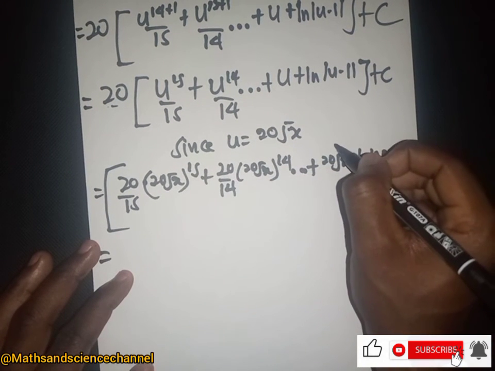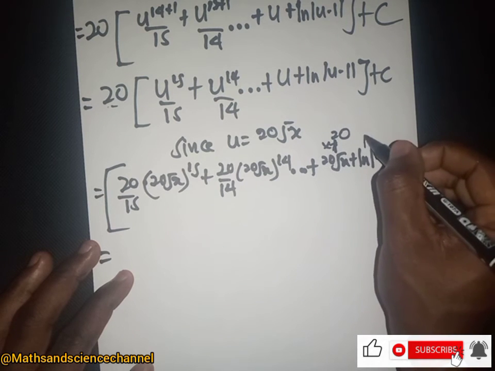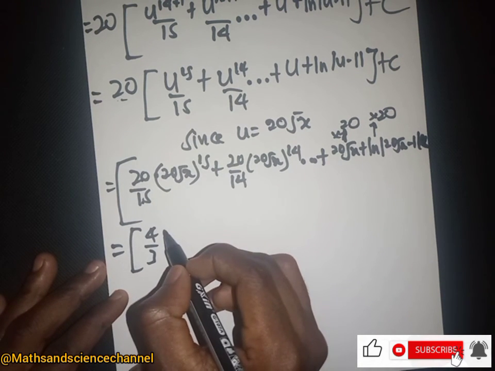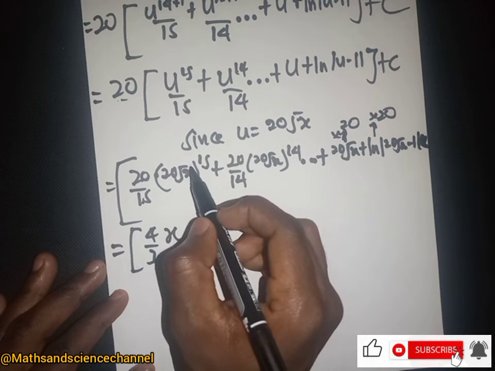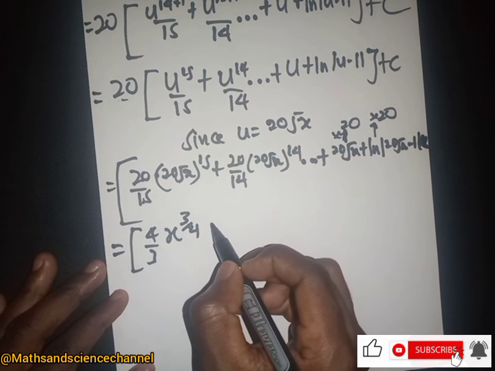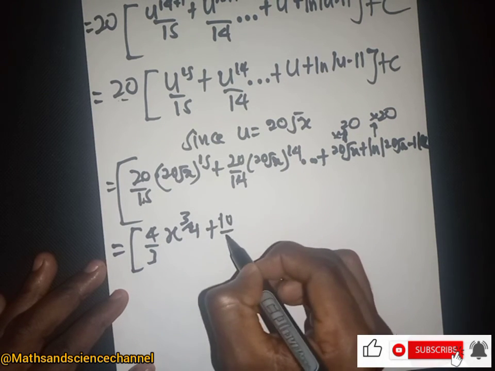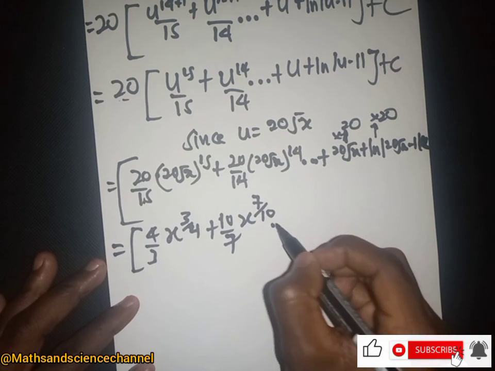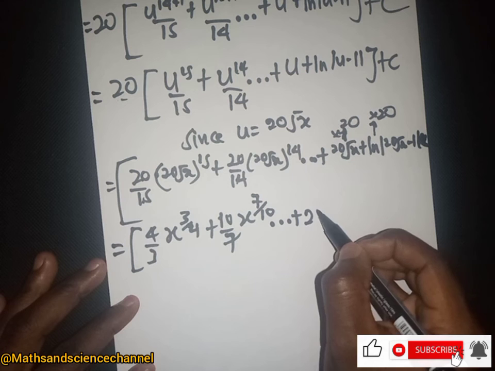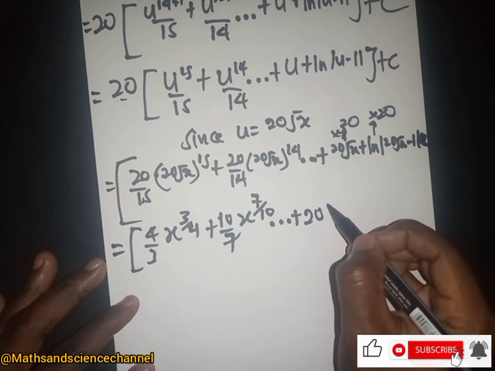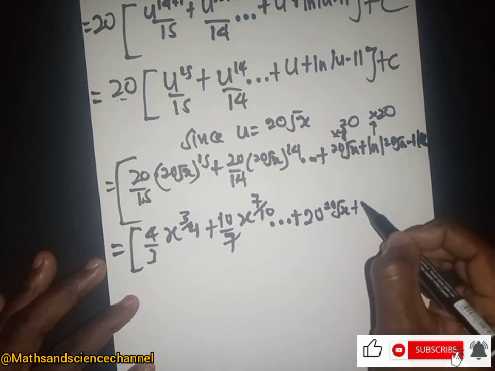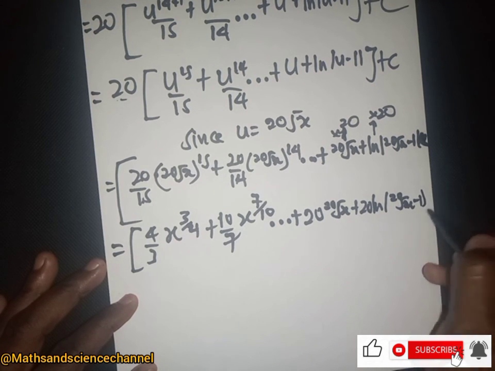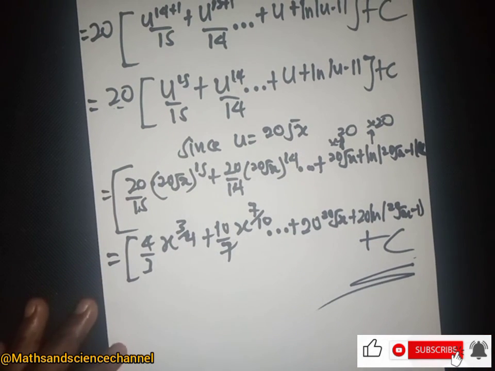Okay, so from here we further simplify. I forgot to add multiplied by 20 here, right? And here also multiplied by 20. So let's do it here. Now 20 divided by 15 is just 4 over 3 here. Then we have x to the power 15 over 20, which is just 3 over 4, right? Then we have 20 over 14, which is just 10 divided by 7. Then x to the power 14 divided by 20, which is 7 over 10. Then we can have the rest. So over here we have 20 times the 20th root of x, then plus 20 times the ln of the 20th root of x, minus 1, then plus c, and we can leave it this way, or we just further simplify.